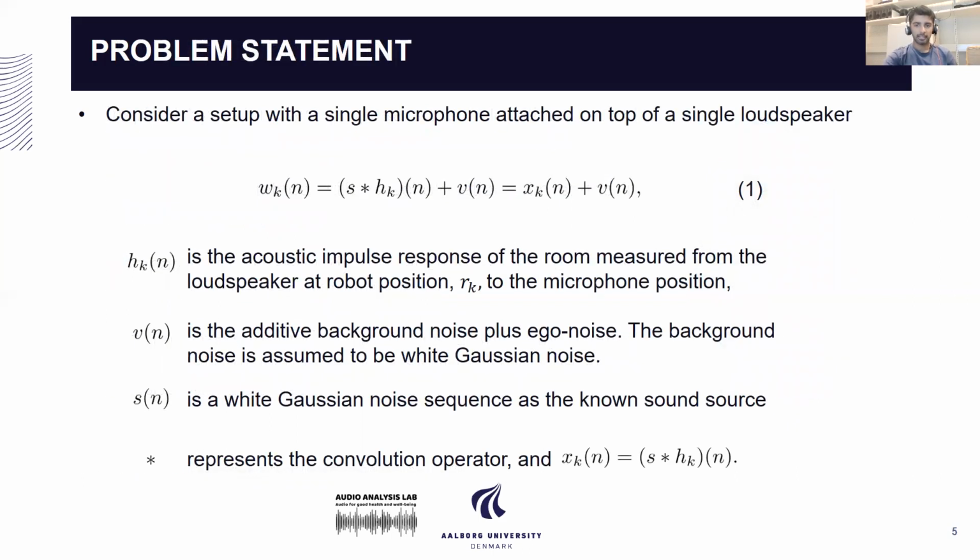So let's consider a setup where a single loudspeaker is situated in an environment and probes a known sound signal into the environment, which is recorded by a single microphone. The reflected signal is observed by the microphone and is expressed mathematically by equation number 1. Here, s(n) is the known sound source, which is convolved with h(n), the acoustic impulse response, in the presence of background noise, denoted as v(n).